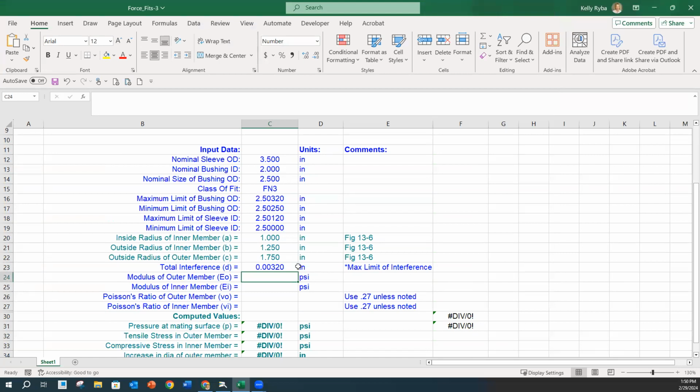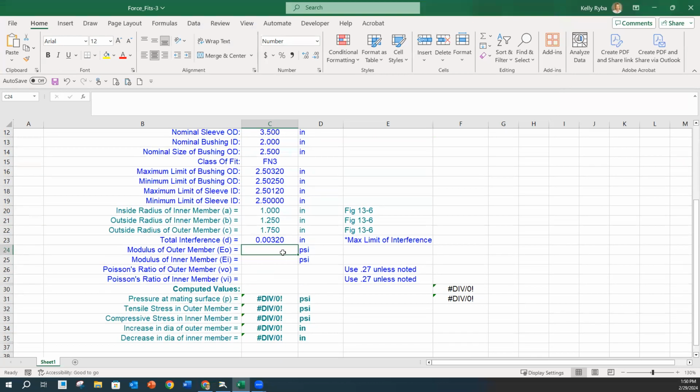Now, the next thing we're going to add is the modulus of elasticity for the outer member, which is the steel. The steel is 30, 1, 2, 3, 4, 5, 6. So it's 30 with 6 zeros, 30 times 10 to the 6th. And then we've got our modulus of the inner member. It was given to us in the problem. If you need to look back, I'm pretty sure it's this. I better look myself, but it's 17 times 10 to the 6th, or 17, 1, 2, 3, 4, 5, 6.